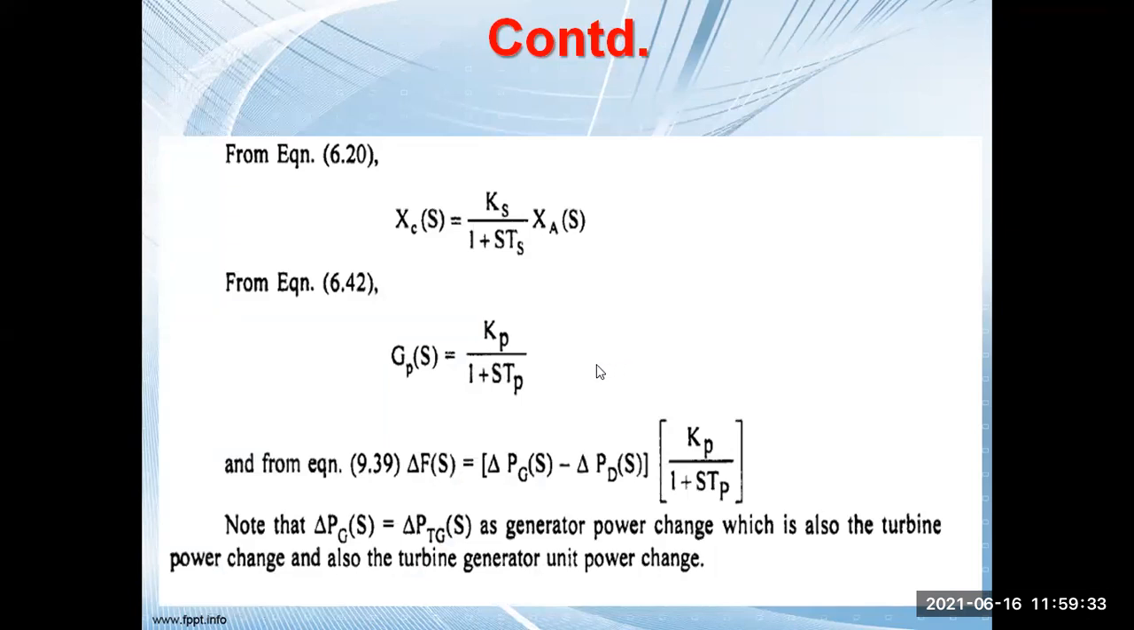So we know these models. This XGS is basically the speed governor output, and this is the model of the speed governing system, Ks by 1 plus STS, with input XAS. This GPS is basically your turbine power output, with turbine transfer function Kp by 1 plus STP, and this delta Fs is basically your generator load model.